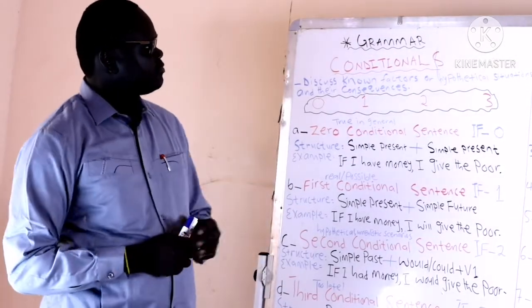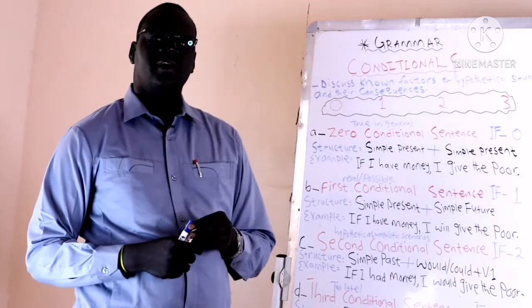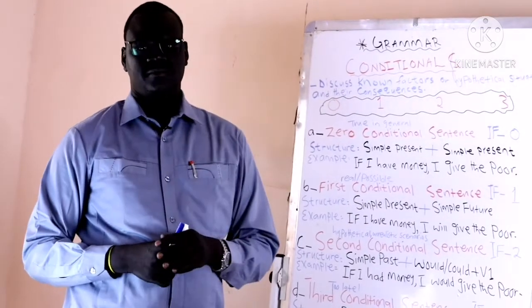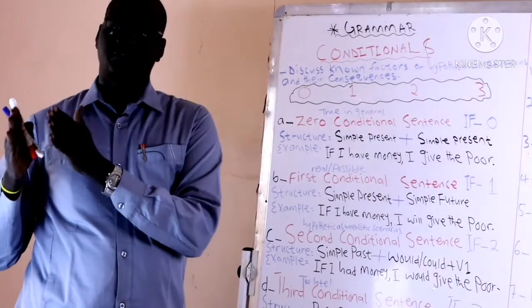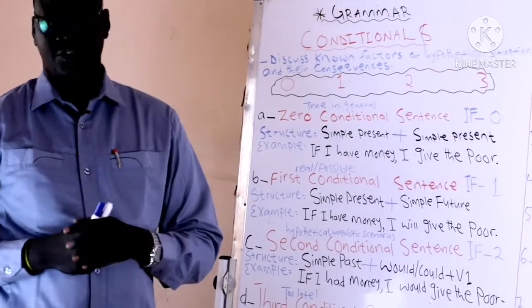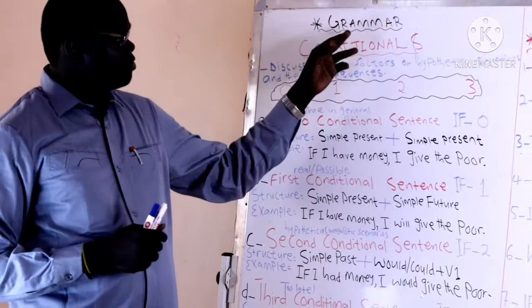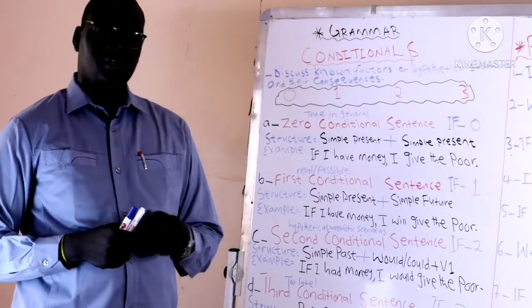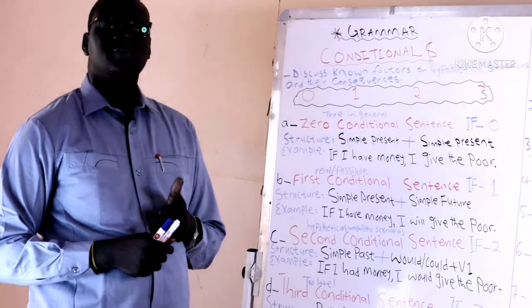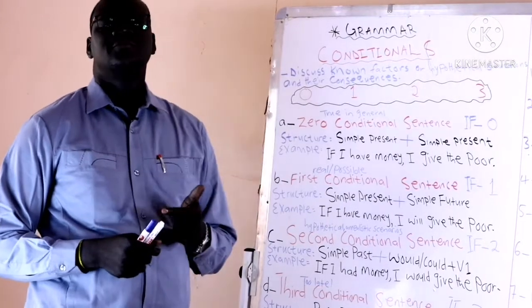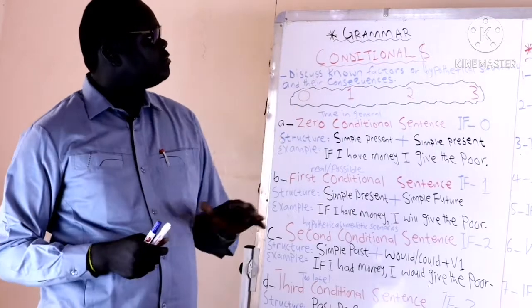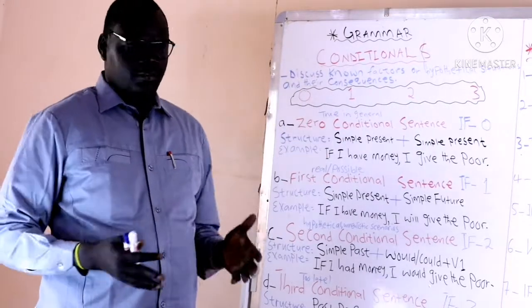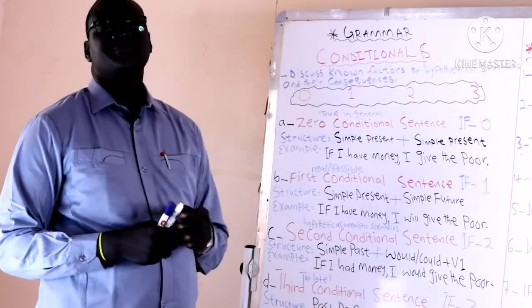Before I start, I have to define the term grammar. Grammar itself can be defined as the system of rules and principles for speaking and writing a language. If somebody does not know grammar, that person cannot be a good English speaker, cannot be a good English writer, reader, or listener. So grammar itself has many categories, of which this one is part of it.